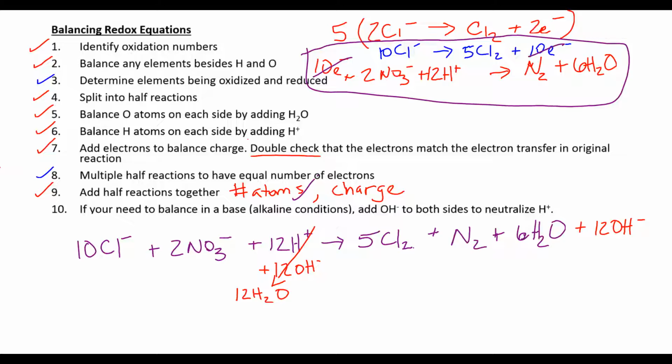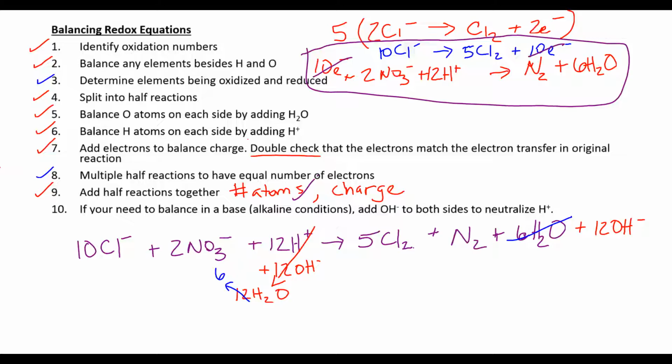And because we've done that, you'll notice that now we have water on both the reactant side and the product side. So we can simplify that for ourselves even further by canceling out the 6 waters on the product side and then having just 6 water molecules left on the reactant side. It's gotten a little messy at this point, so I'm going to rewrite this reaction one final time, this time as balanced in a base.